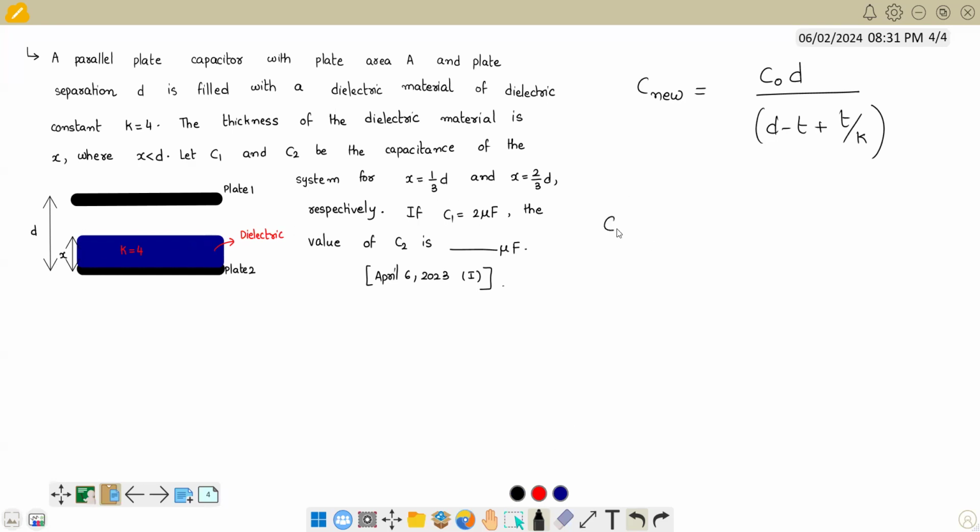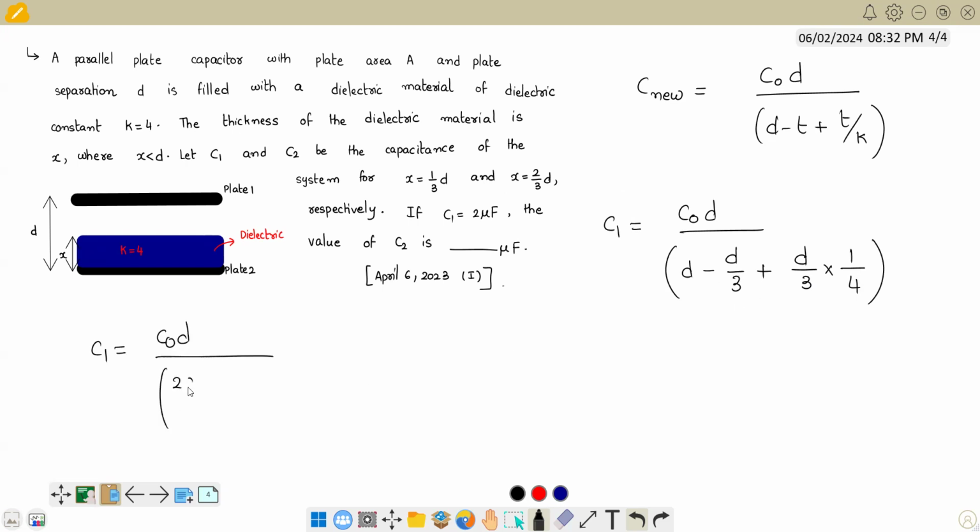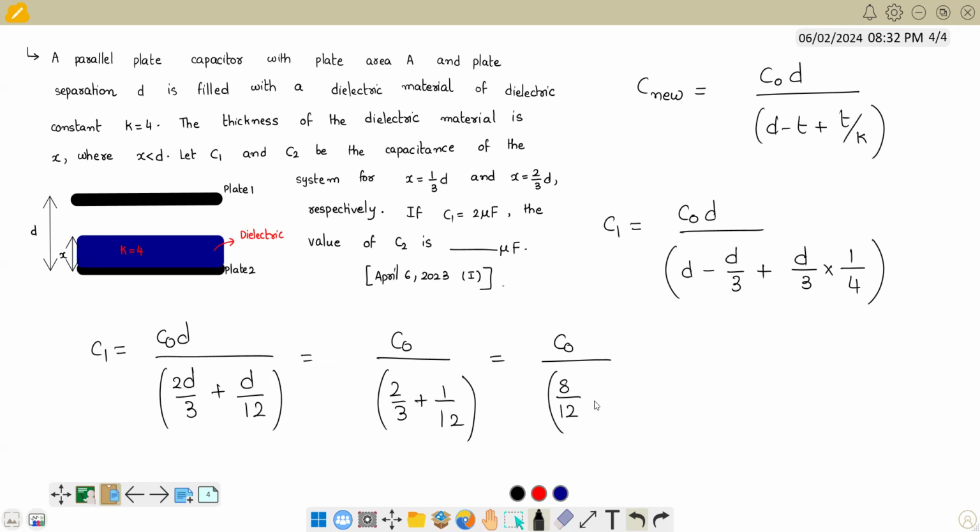So let us find C1. C1 would become C naught into D divided by D minus, in place of T I will write X, which is D by 3, plus D by 3 into 1 by K, where K is 4 for the given problem. So you get C1 equals C naught into D divided by D minus D by 3, which is 2D by 3, plus D by 12. If I cancel D in the numerator and denominator, we get C naught divided by 2 by 3 plus 1 by 12, so C naught divided by 8 by 12 plus 1 by 12. So you get 12 C naught by 9. This is the final value that we get for C1.